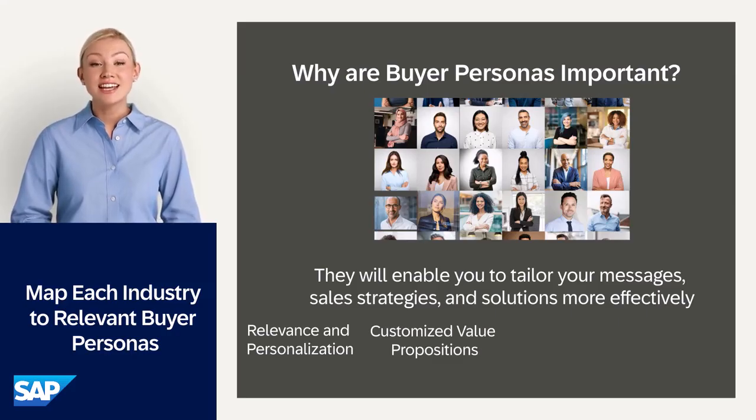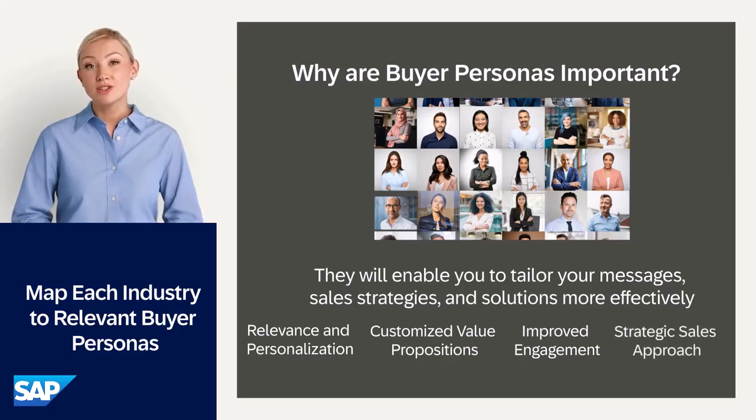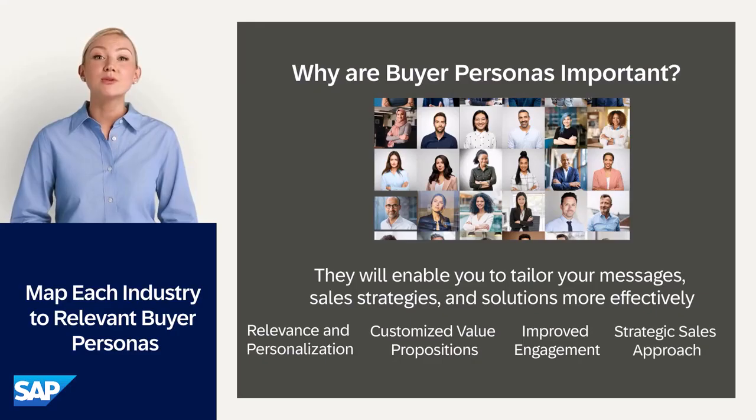Tailoring sales strategies and messages based on buyer personas leads to improved engagement with prospects. By speaking directly to their concerns and priorities, you can capture the attention of decision makers and influencers, initiating meaningful conversations and driving sales opportunities. Finally, mapping your buyer persona to relevant industry priorities enables you to adopt a strategic sales approach. You can prioritize leads based on persona alignment, focus on high-potential prospects, and tailor sales pitches and demonstrations to address each persona's specific needs and objectives.